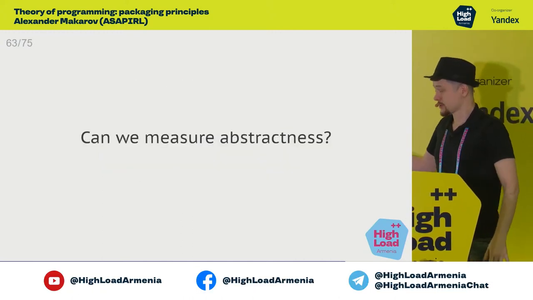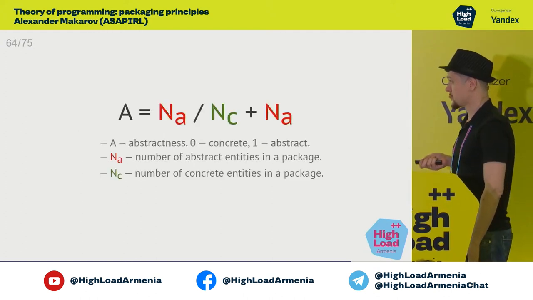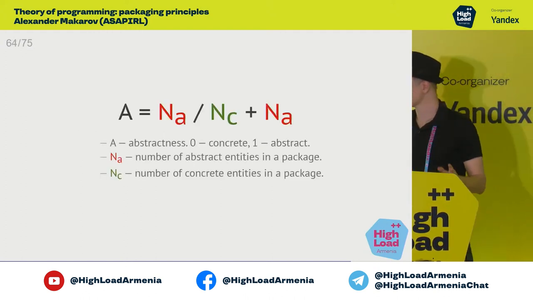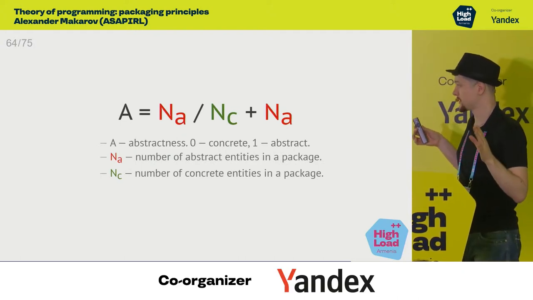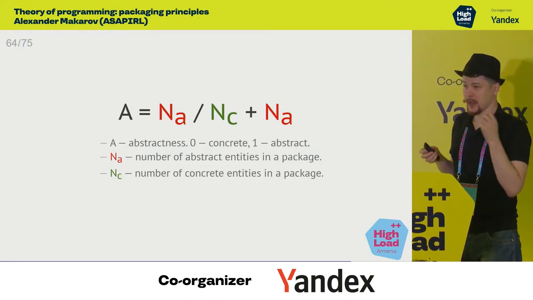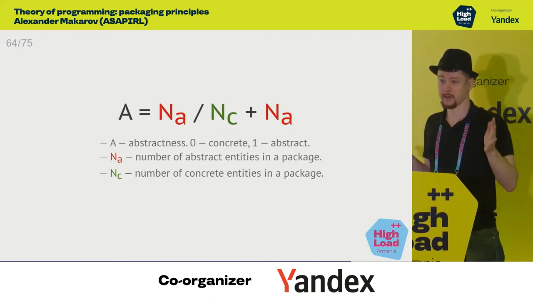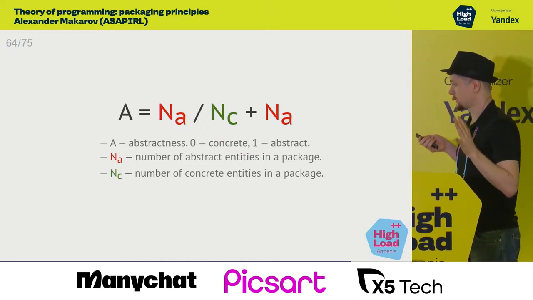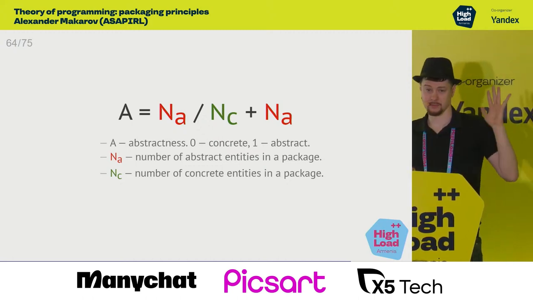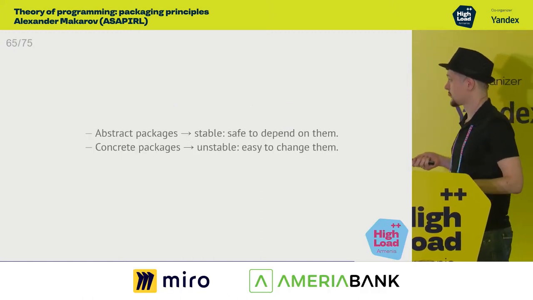Okay. So can we measure this abstractness? Actually, yes. The abstractness, again, goes from 0 to 1, where 0 is concrete and 1 is abstract. NA is the number of abstract entities in a package, such as interfaces, abstract classes, etc. And NC is the number of concrete entities in a package. So that's the classes, the final classes, stuff like that.